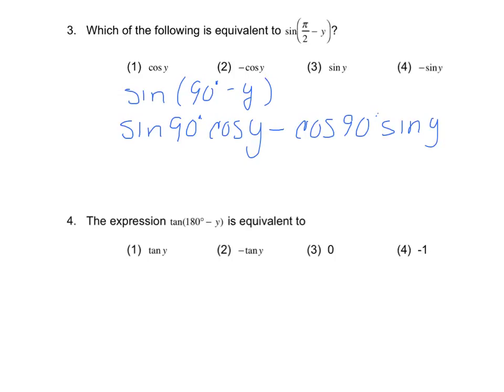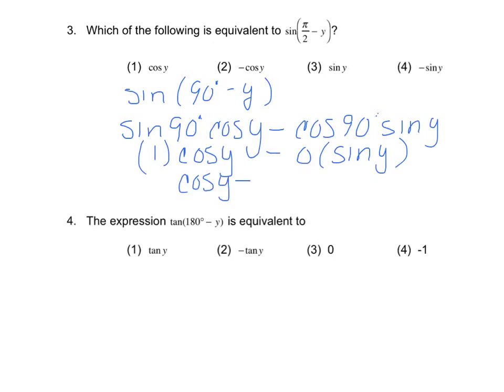On the calculator, what is the sine of 90? You're correct, it's 1. So I have 1 times, there's no way I can find out cosine of y, so I have to keep it as cosine of y, minus, what's the cosine of 90 on the calculator? You're correct, 0 times the sine of y. So let's actually simplify this. 1 times cosine of y is cosine of y, minus 0 times sine of y is 0. So cosine of y minus 0 is, you're correct, choice number 1, cosine of y.